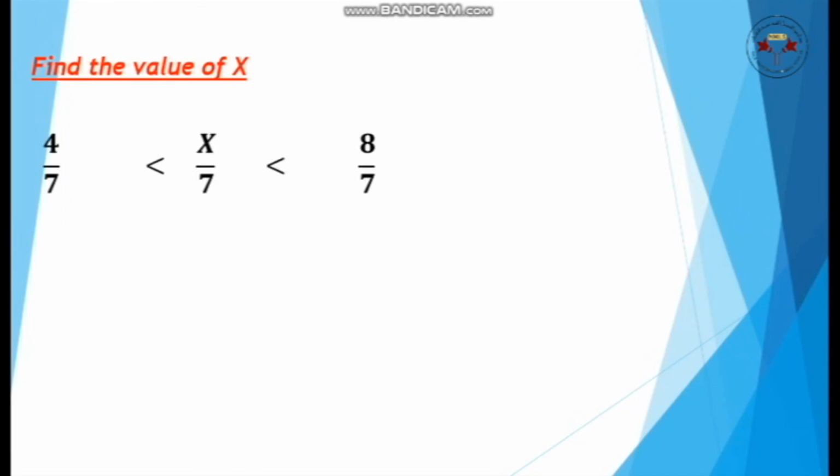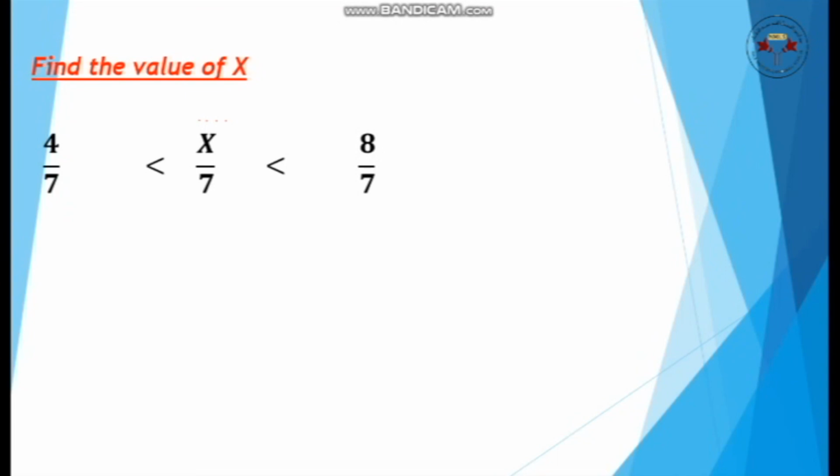Let's see next. Find the value of x. Here we have 4 over 7 smaller than x over 7 smaller than 8 over 7. And you have to know that here I have to change the dots that you have into x. So x means dots. X means an unknown value that you have to figure out.